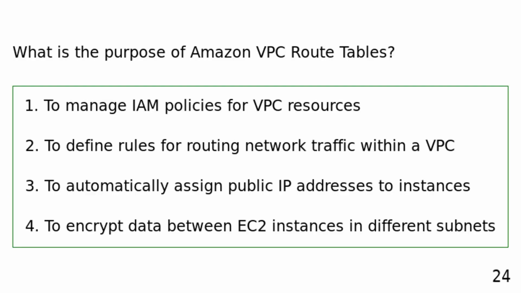What is the purpose of Amazon VPC route tables? To manage IAM policies for VPC resources. To define rules for routing network traffic within a VPC. To automatically assign public IP addresses to instances. To encrypt data between EC2 instances in different subnets.